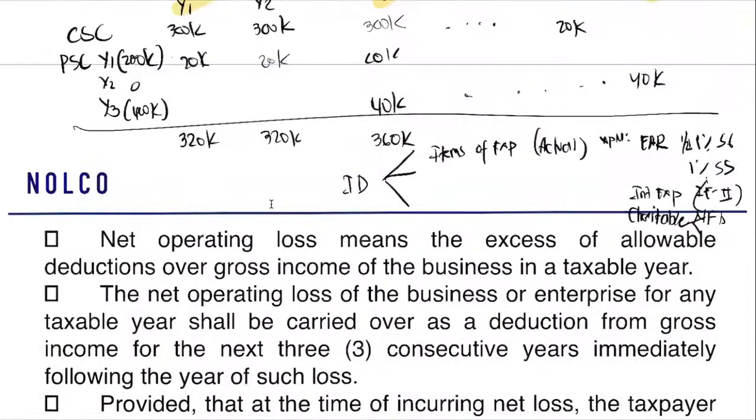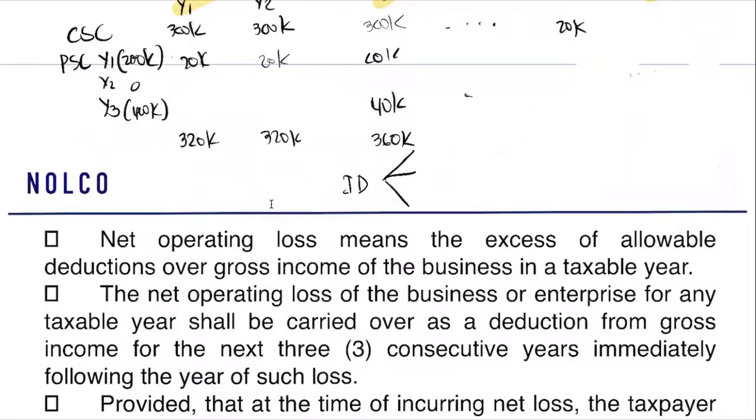I have nothing to write on, so I'll just erase these items first. Okay. So we have here items of expenses.